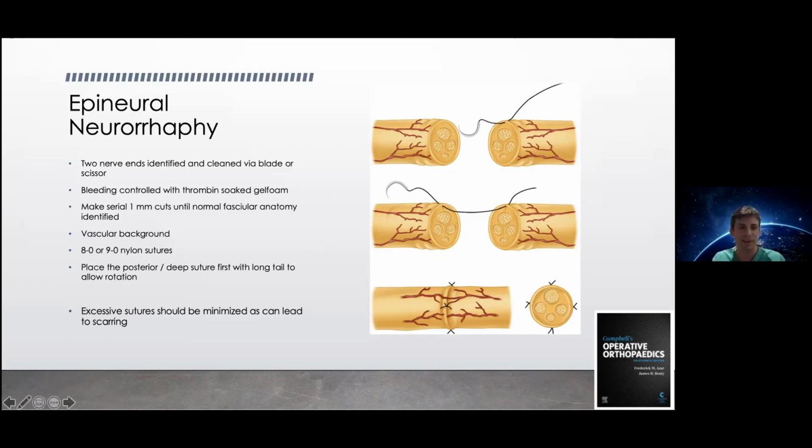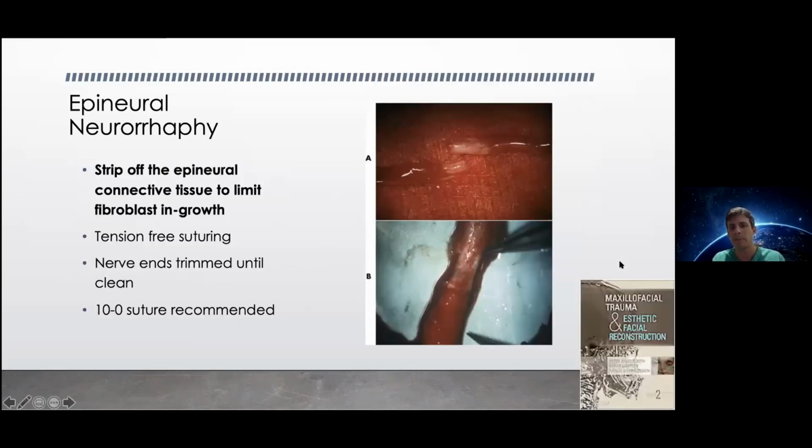So it's a good place to get started for your micro suturing, and if anybody's interested in coming to the lab, that's definitely an option. Also, you want to have a clean look at the end without excessive suturing, because that can lead to scarring. So that's the epineurial repair. I went through the maxillofacial literature. They talk about peeling off the connective tissue on top of the epineurium, which can, in their hands, apparently lead to fibroblast ingrowth. That's the only time I saw that mentioned.